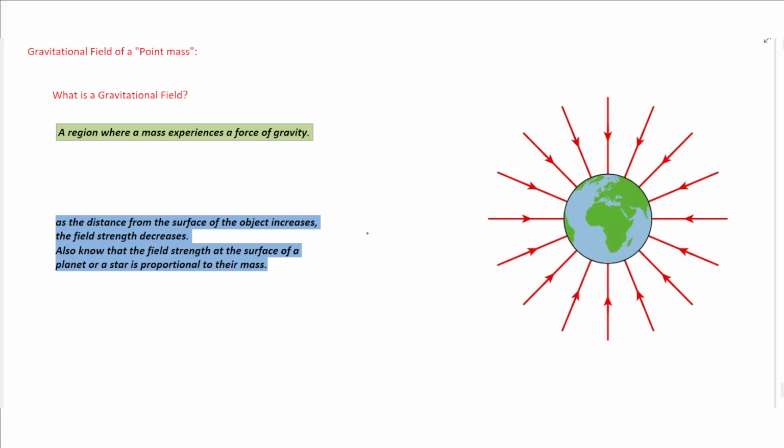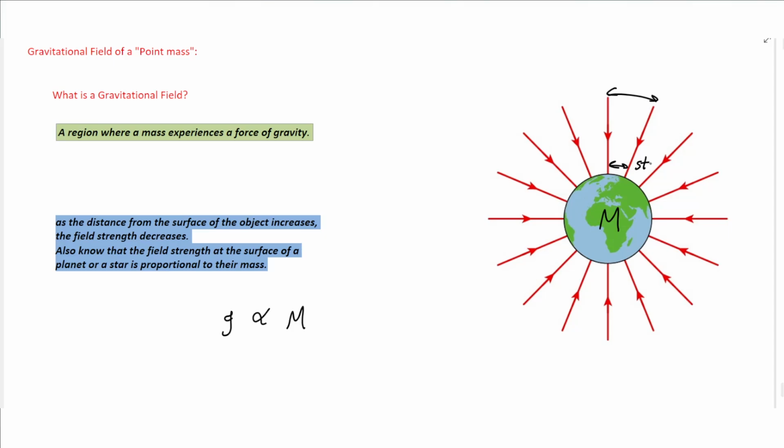So the gravitational field strength is larger when the mass of the planet is greater. So the g is proportional to the mass of the planet. And it is also dependent on the distance from the center of mass of the planet. So the further away you get, the weaker the field gets. This is represented by the spacing between the lines. The field lines are closer at the surface and wider apart going away from the surface.